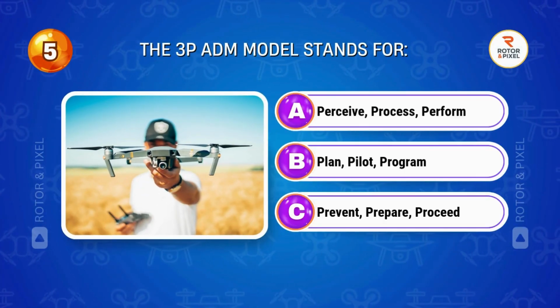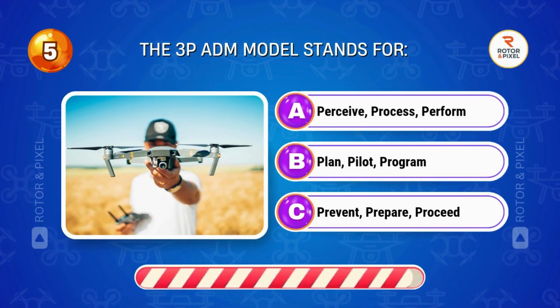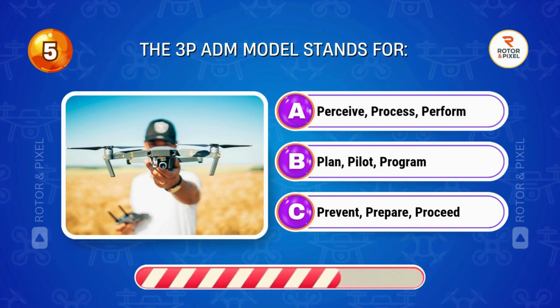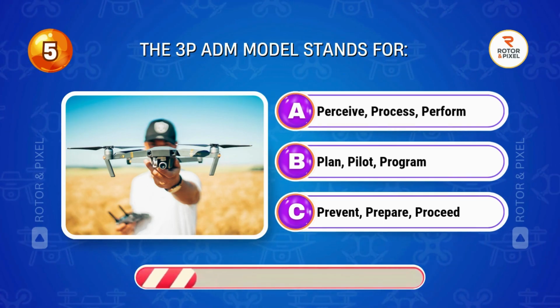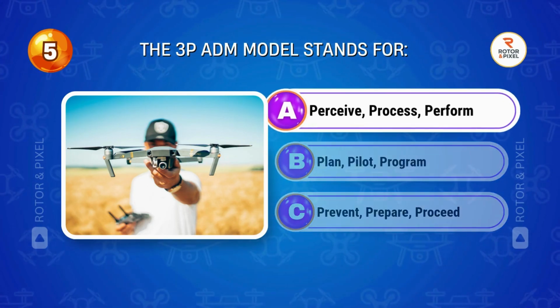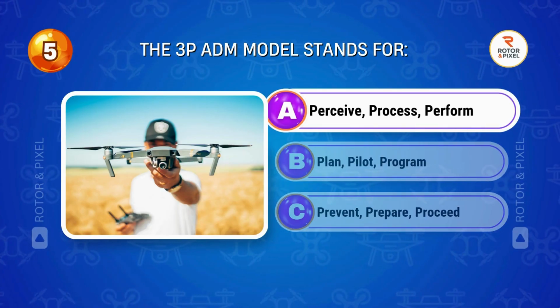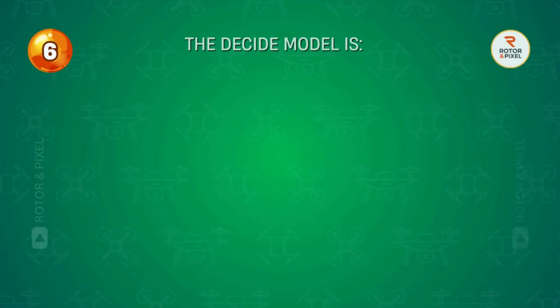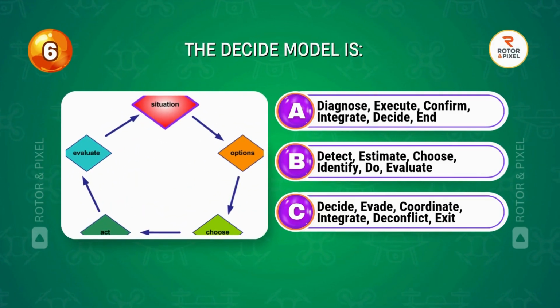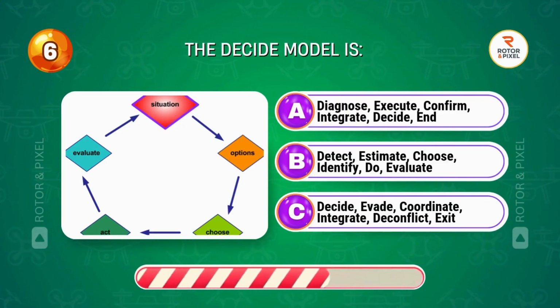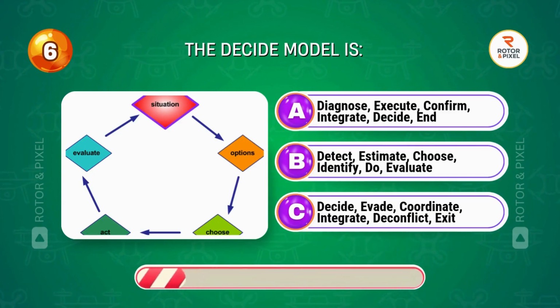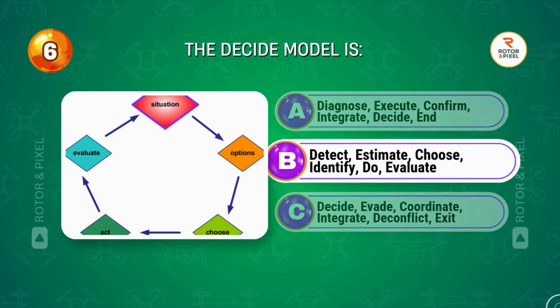The 3P ADM model stands for Answer A, perceive, process, perform. The DECIDE model is Answer B, detect, estimate, choose, identify, do, evaluate.